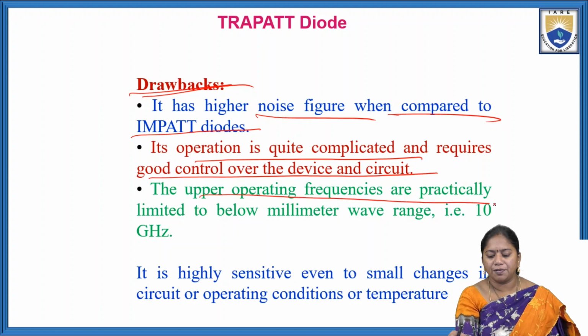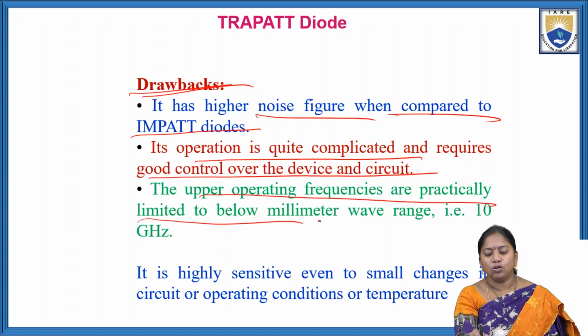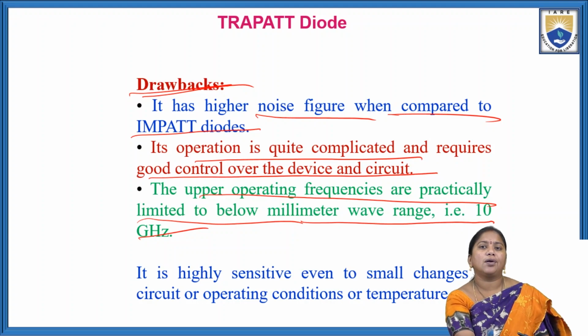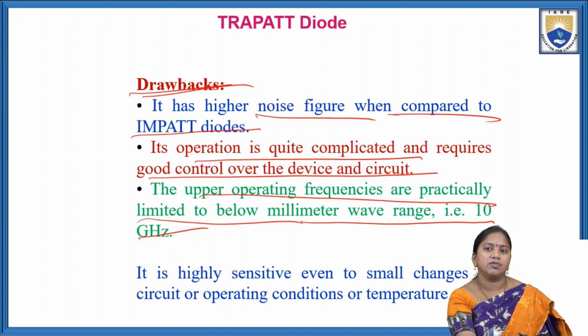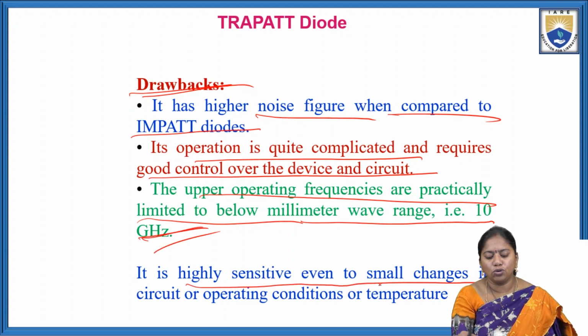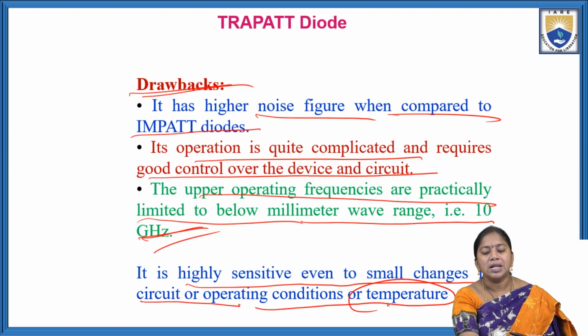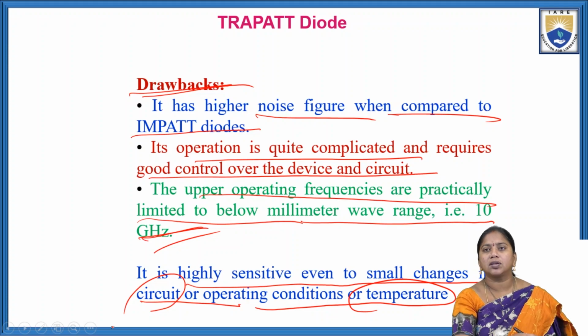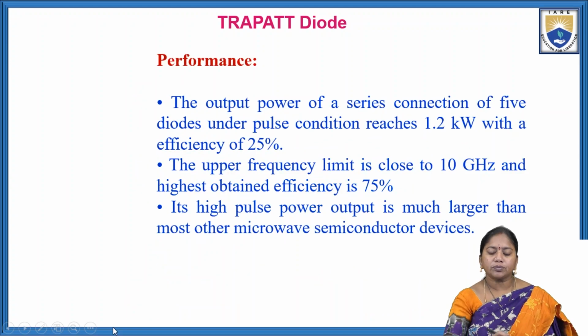The upper operating frequencies are practically limited to below the millimeter wave range, that is 10 gigahertz. It is also highly sensitive, even to small changes in the circuit, operating conditions or temperatures.